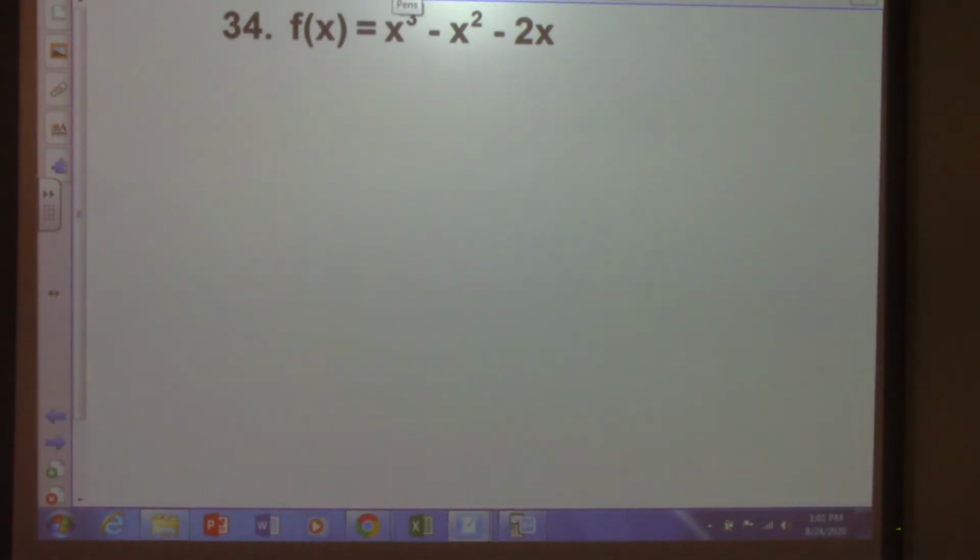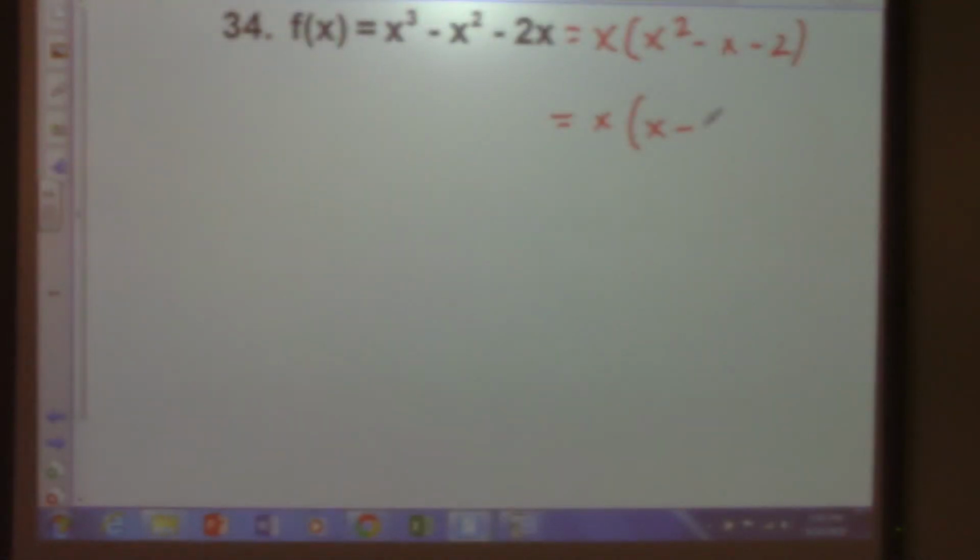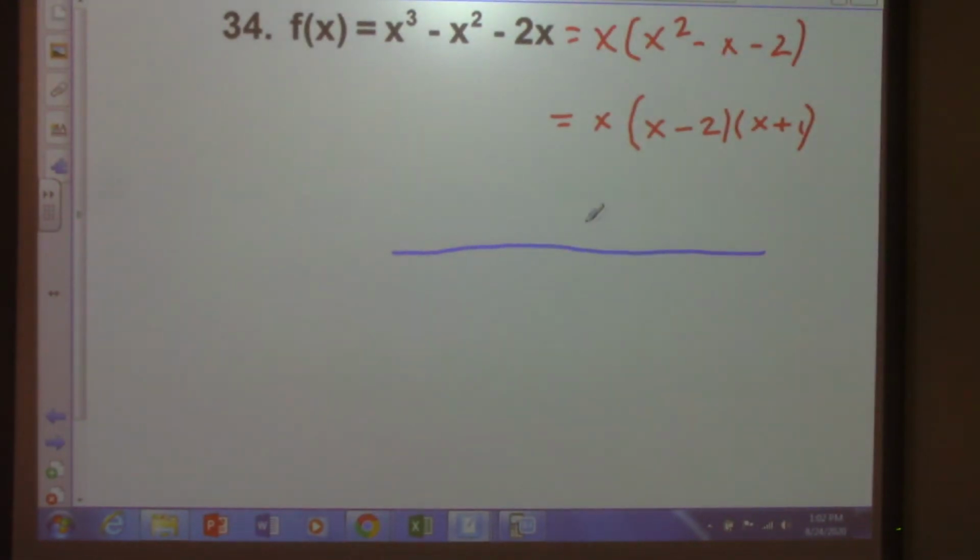Okay, this one here is going to look like, how can we do this one? Common factor. It's like a little loop. x, right? Let's put it down. Then x squared minus x minus 2. So we're going to have x times, let's see, is it (x minus 2)(x plus 1)? Is that the proper factoring there? Yeah. It is? Okay.